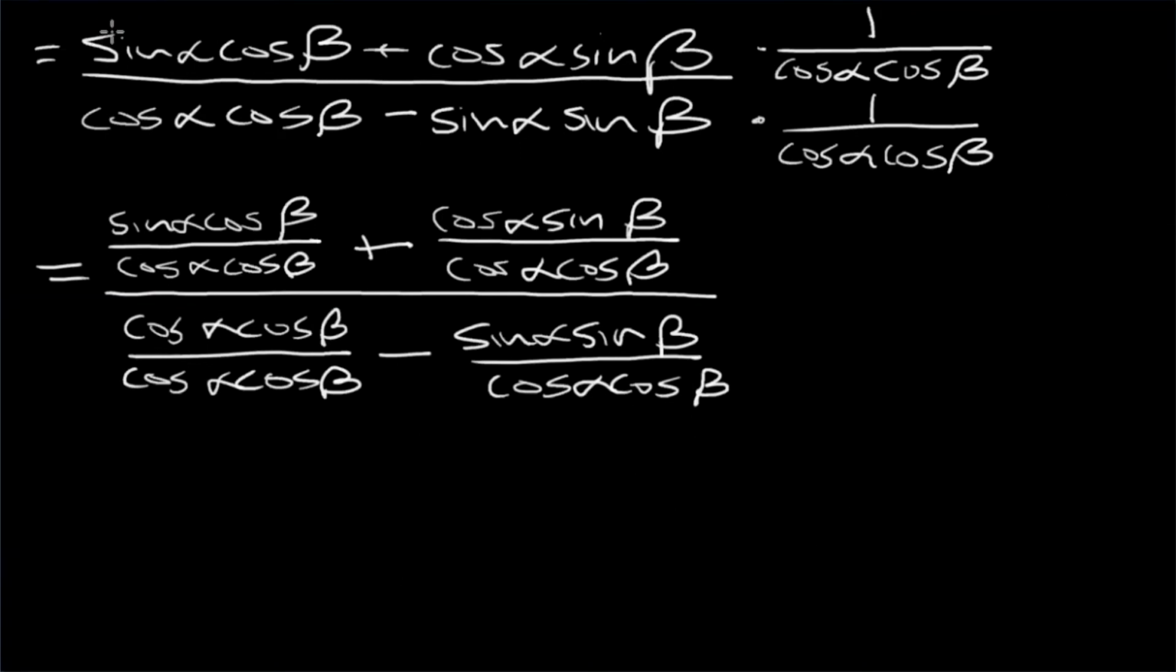So this was something I wanted to keep, but I wanted to turn it into tangent, which means I needed to divide by cosine of alpha. This is something I wanted to keep because tangent has sine in the top, but I needed to divide by cosine of beta so that sine of beta over cosine of beta would be tangent. And then it turns out, if you look carefully, other things are going to cancel out.